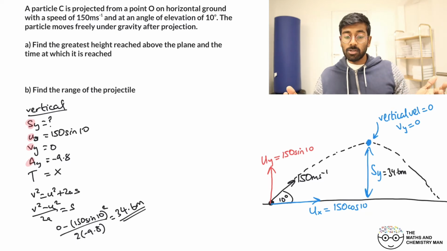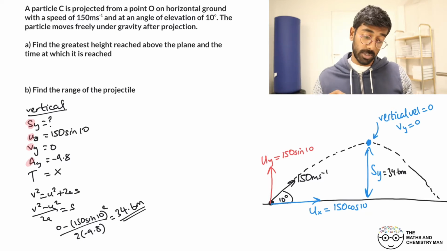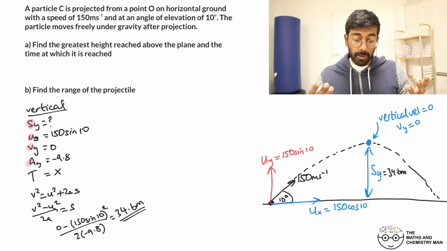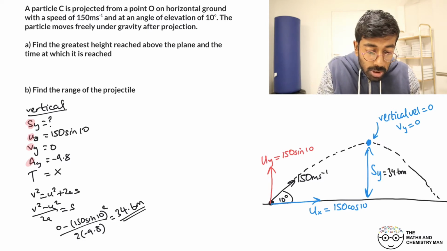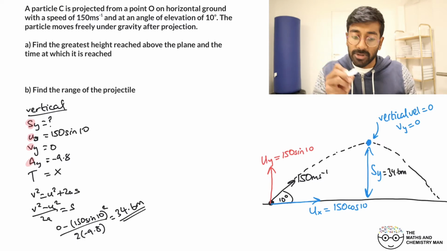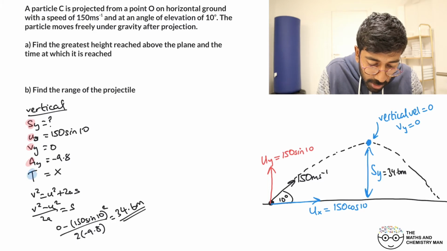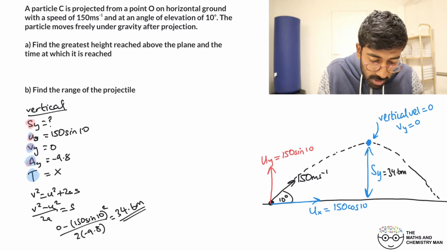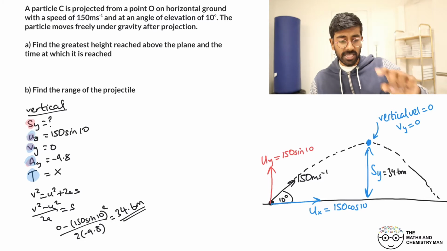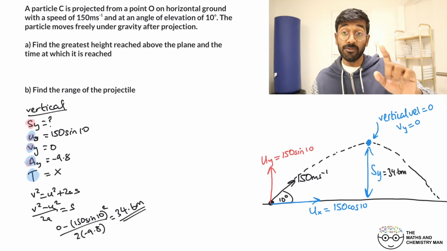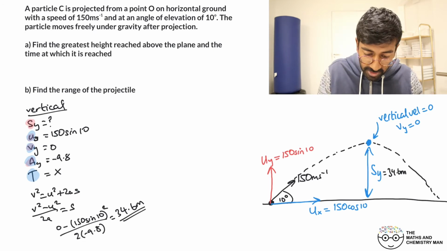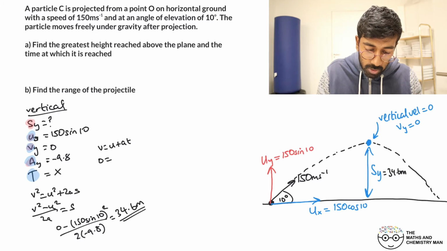And now what do we need to do? We also needed to find the time when it was reached. But now, let's just get a different highlighter. And we're looking for time. I'll put that here. We've got a. We've got v as well. And we've got u. So all of this means we can actually use the easy SUVAT equation, v equals u plus at. So v equals u plus at. So v is 0. u is, as we said, 150 sin 10.